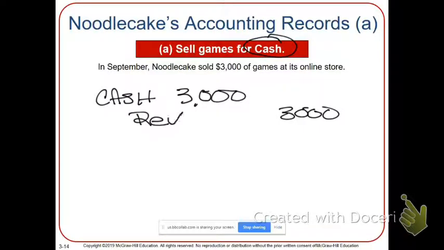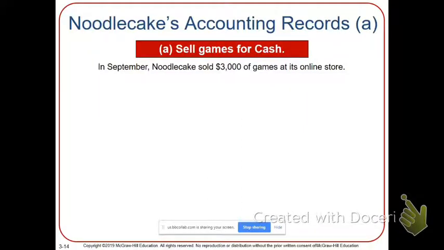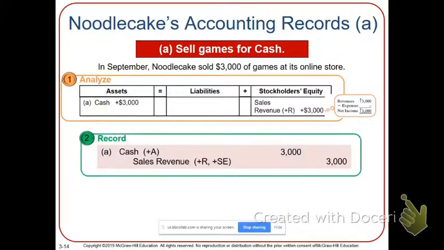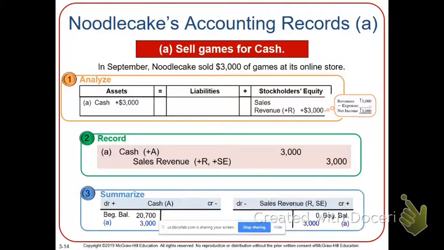Yep, sales revenue. You want to do the revenue, even though it goes under stockholders' equity, because now that we're doing journal entries, you want the specific accounts. So revenue is the right answer. That's your journal entry: cash and revenue. I will show it again here, so if you didn't get it completely written down, you can catch it.